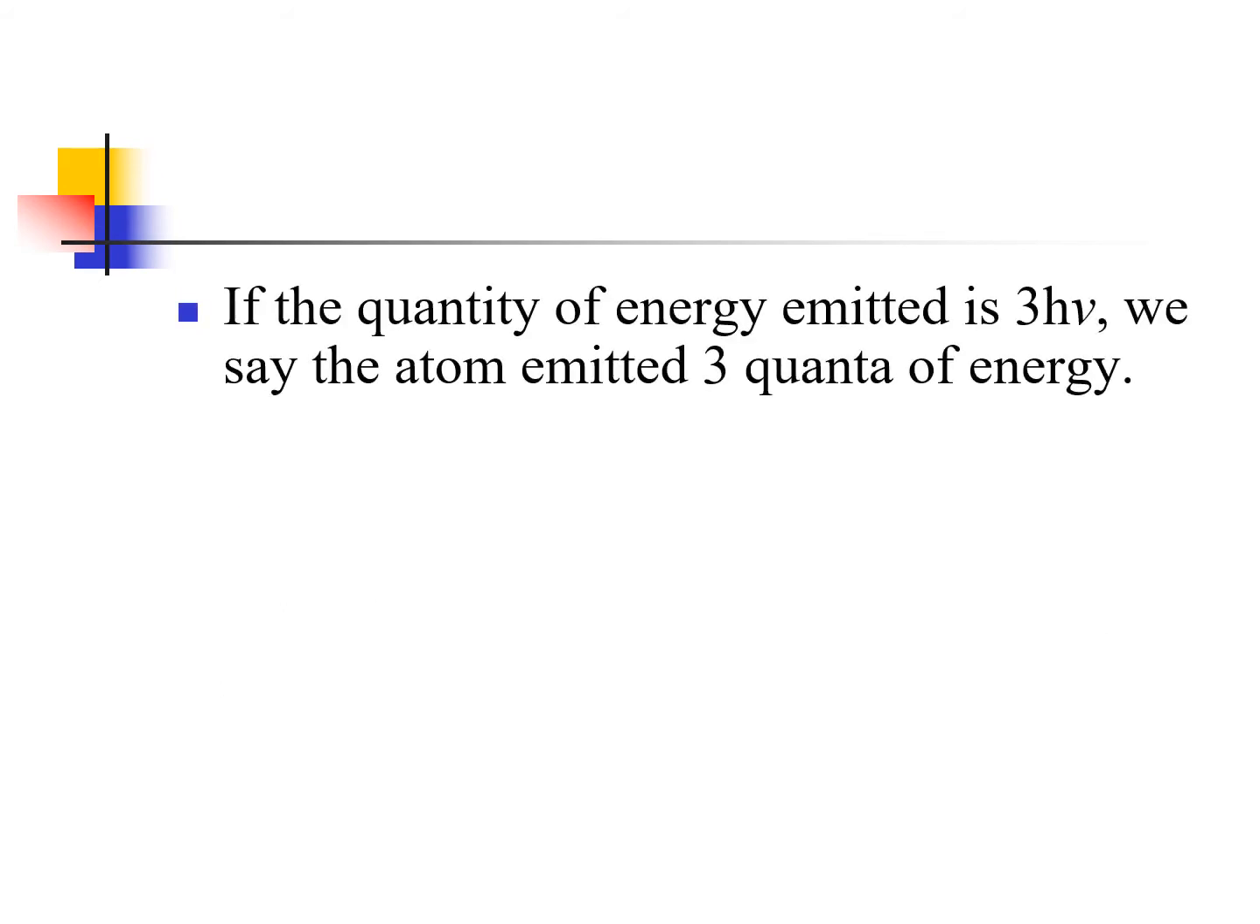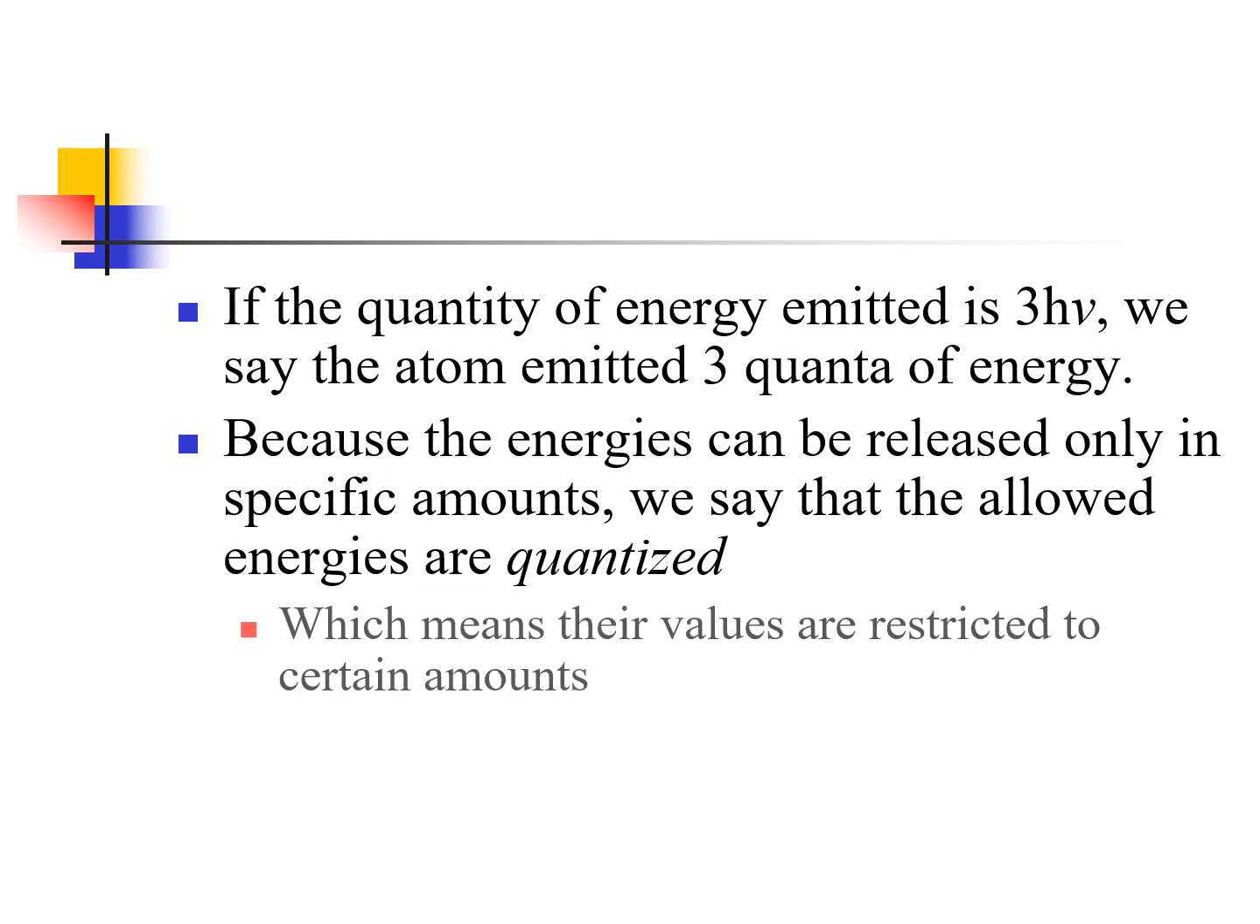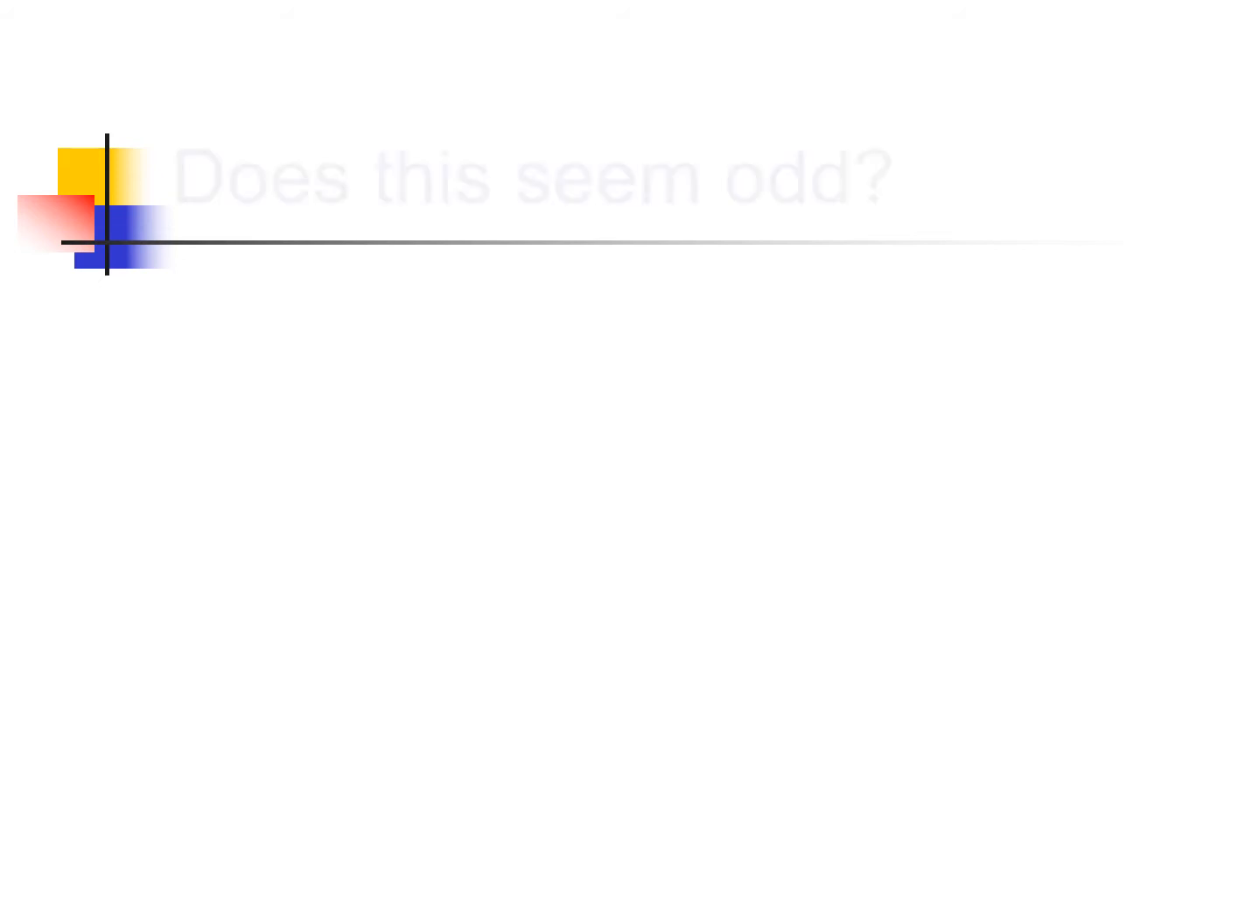Now, if the energy emitted or absorbed was 3 of the h nus, we would say that the atom emitted 3 quanta of energy. Now, because the energies can be released only in those specific amounts, which we call a quanta, we say that the allowed energies are quantized. And that means that their values are restricted to only certain amounts.